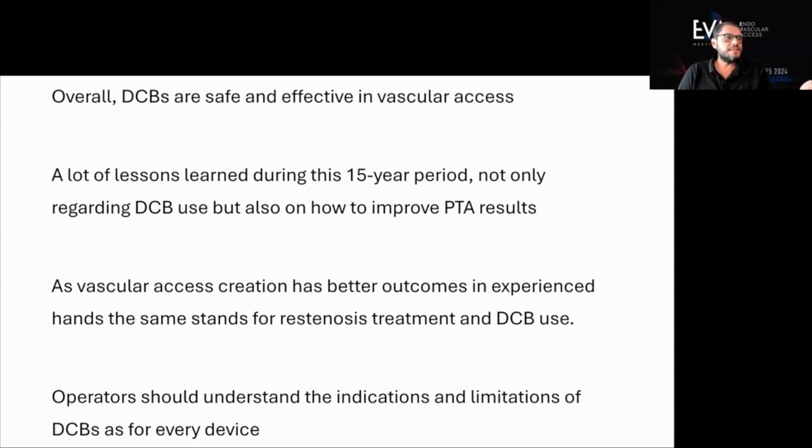And as vascular access creation has better results in experienced hands, the same stands for restenosis treatment and drug-coated balloon use. So operators should understand the indications and limitations of drug-coated balloons, as for every device.